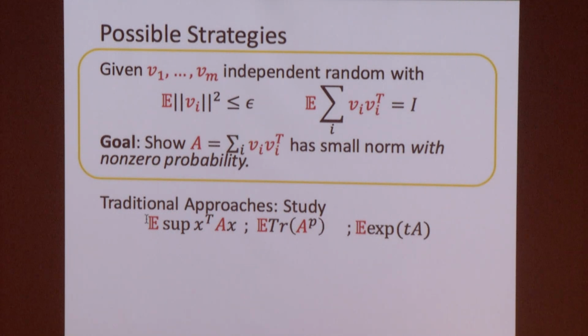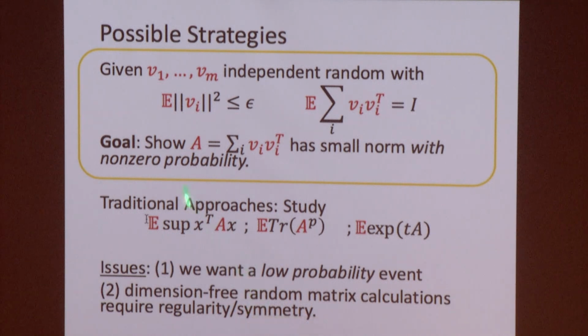And so you study these various functionals of this random matrix, and this is how you get bounds on the norm. And there are two drawbacks of this. So one is we know that we won't be able to prove anything with high probability, right? Because we know that it's simply false. So these methods typically are only capable of proving things that hold with high probability.